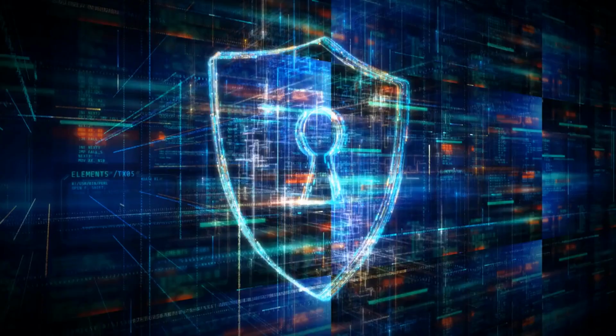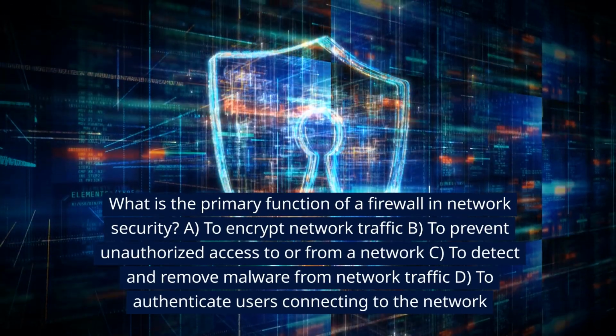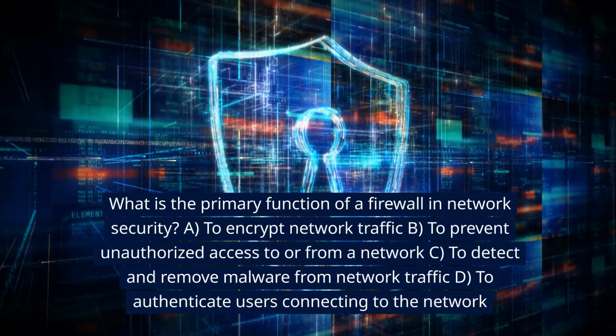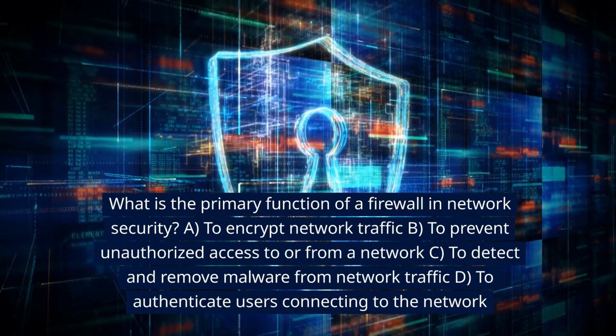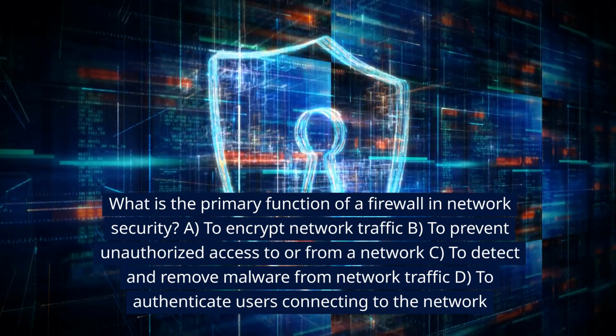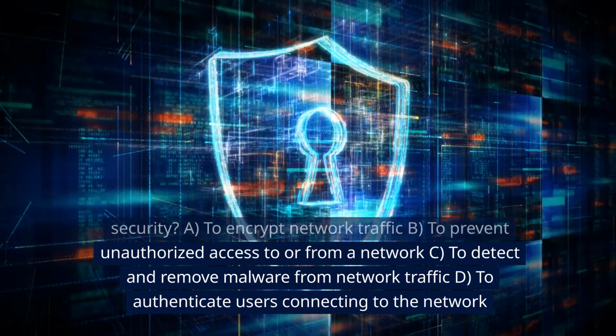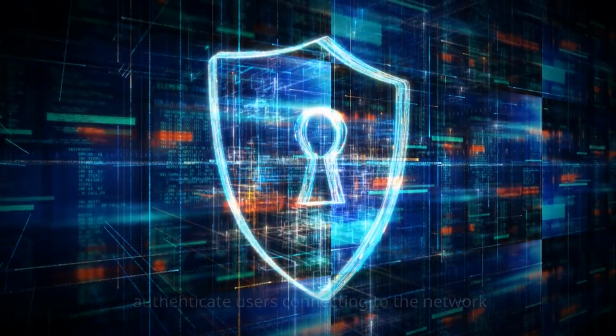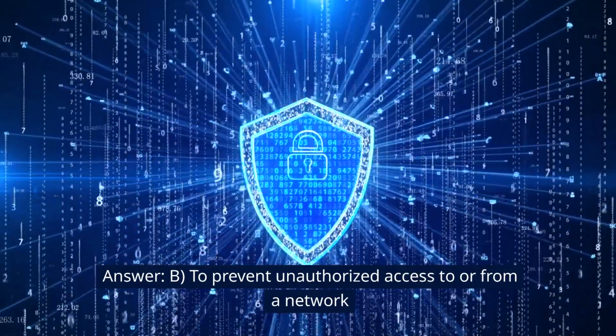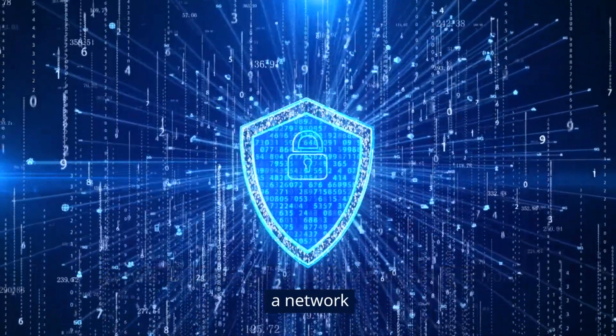Trojan horse. What is the primary function of a firewall in network security? A. To encrypt network traffic. B. To prevent unauthorized access to or from a network. C. To detect and remove malware from network traffic. D. To authenticate users connecting to the network. Answer: B. To prevent unauthorized access to or from a network.